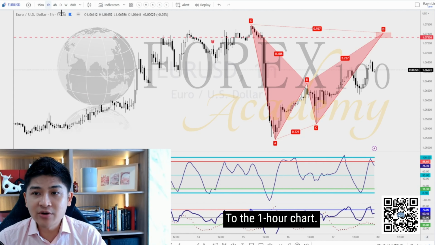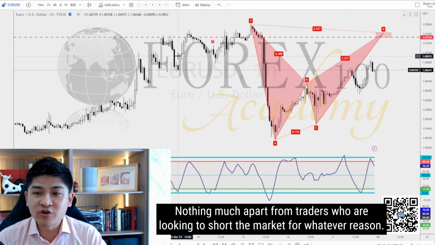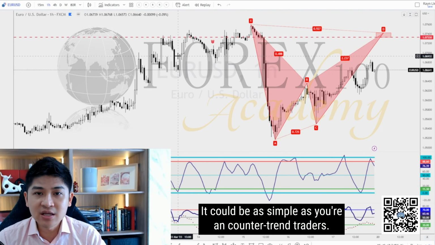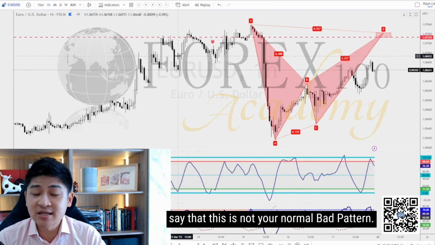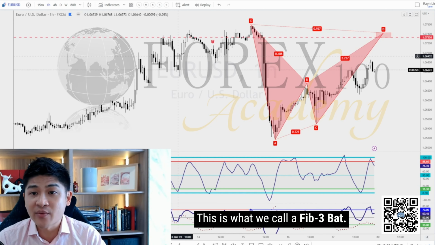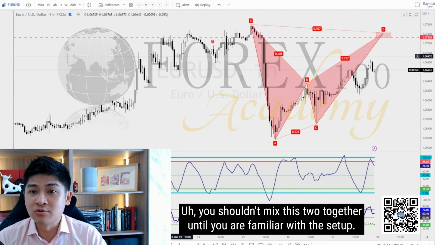To the 1-hour chart, nothing much apart from traders who are looking to short the market for whatever reason. It could be as simple as you are a counter-trend trader waiting for a trading strategy, or you are an avid bat pattern trader. I just want to say that this is not your normal bat pattern. This is what we call a FIP3 bat. You shouldn't mix these two together until you are familiar with the setup.